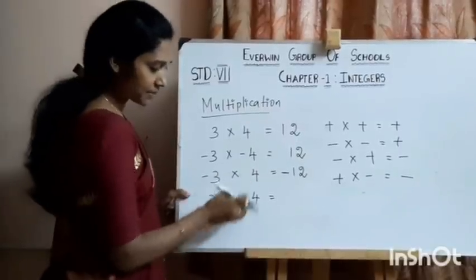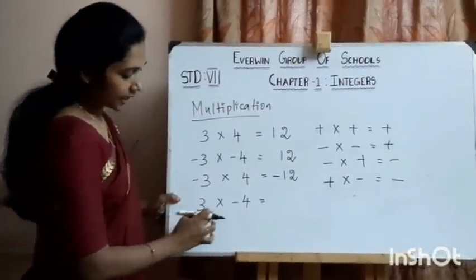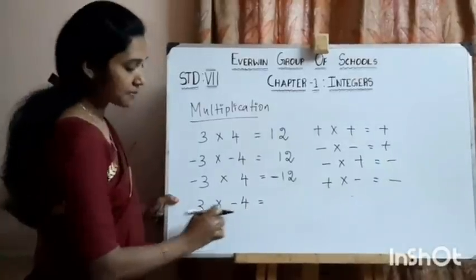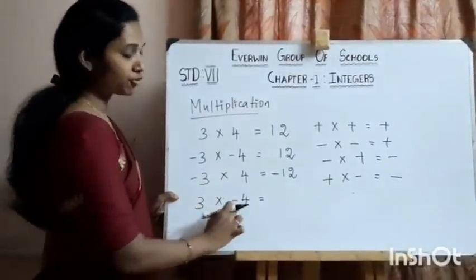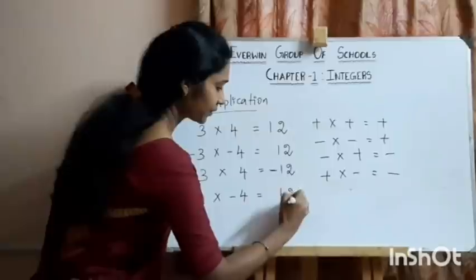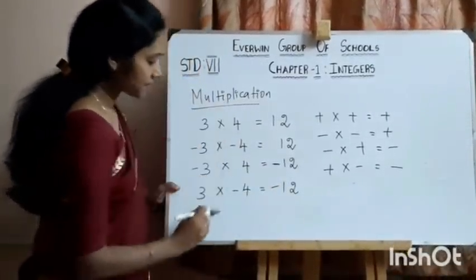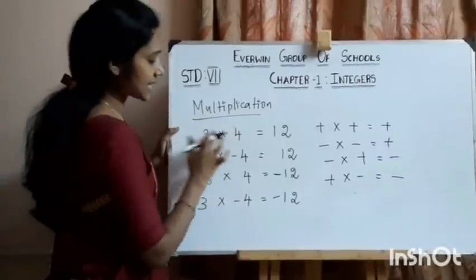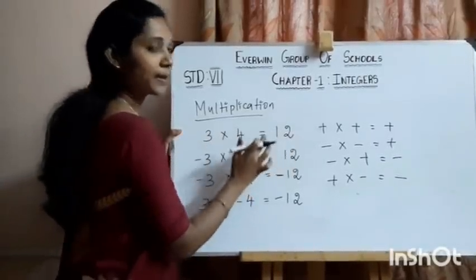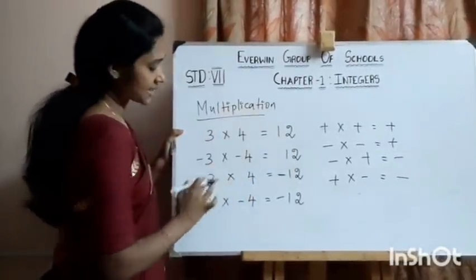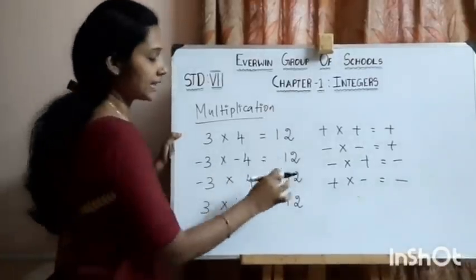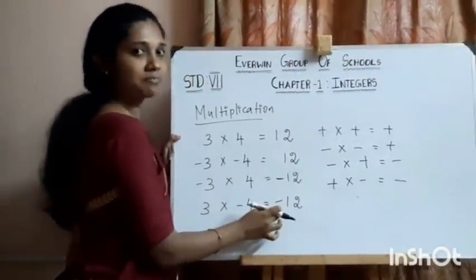In this case, similar to the third one, 3 into minus 4. So first multiply the numbers alone. 3 into 4 is 12. Plus into minus is minus. So when you observe this, when the signs are same, the answer will be positive, that is plus. When the signs are different, the answer will be negative, that is minus.